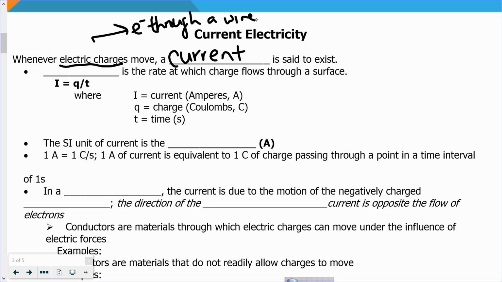And so our definition for current: you probably have a visual of what you think current would be, but current is the rate at which charge flows through a surface. So again, rate, usually when we're talking about rates, it's something per unit time, or per another quantity.